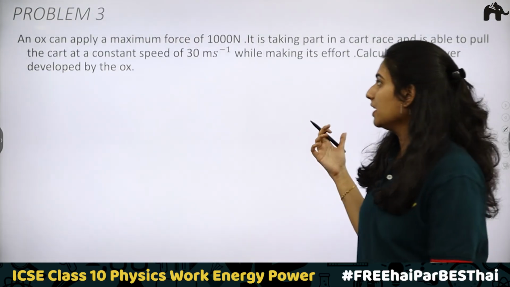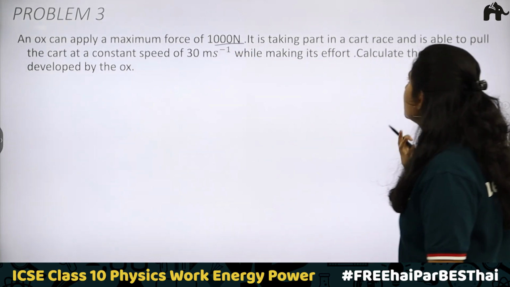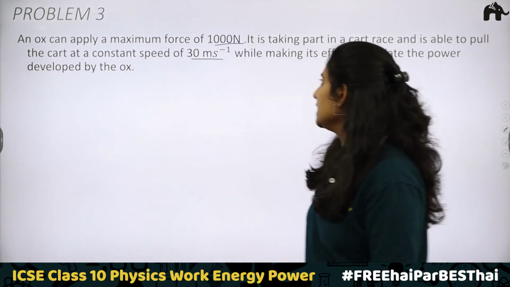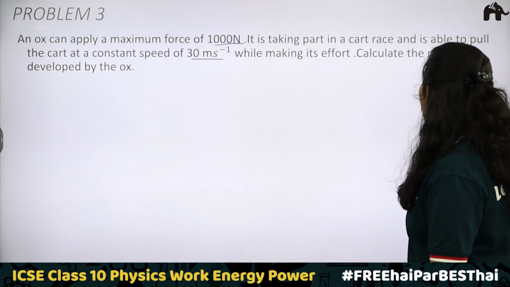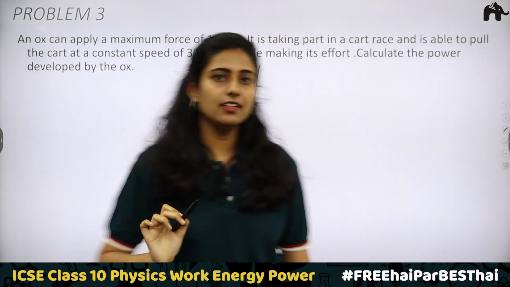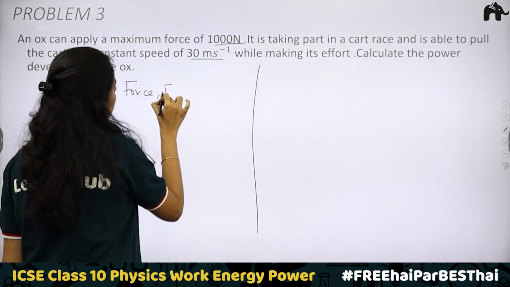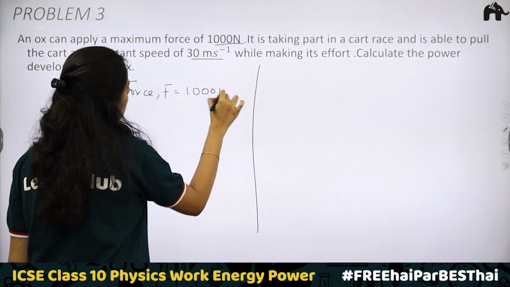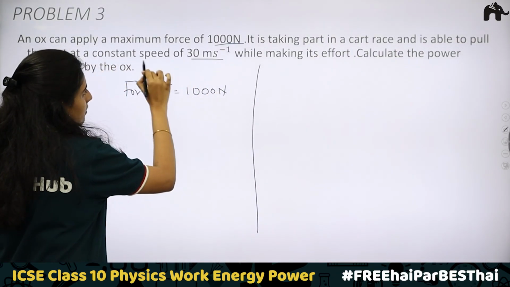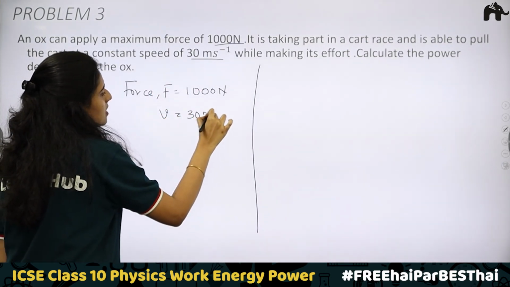Clear? Third problem, an ox can apply a maximum force of 1000 Newton. It is taking part in a cart race and is able to pull the cart at a constant speed of 30 meter per second. While making its effort, calculate the power developed by the horse. We have to calculate power. What are given in this question? Force is given. Force F is equal to 1000 Newton. Do we have displacement? No displacement is given. We have a speed given, which is velocity, is 30 meter per second.